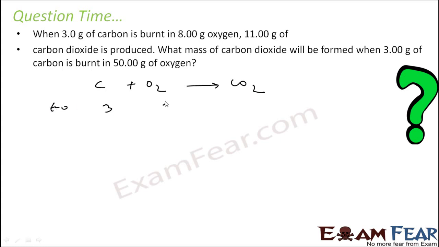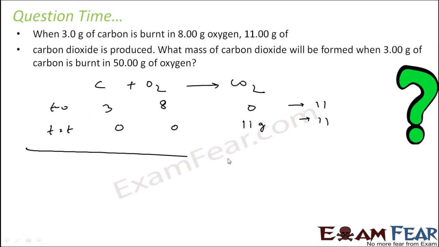At T is equal to 0, this was 3 gram, this is 8 gram, and this was 0 gram. At T is equal to T, some 11 gram of carbon dioxide is produced. Law of conservation of mass. That means all these grams are used, right? This becomes 0 and this becomes 8 plus 3, 11. So 11 and this is 11. Perfectly fine.